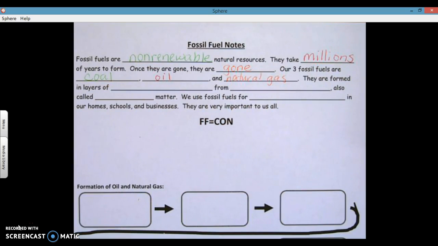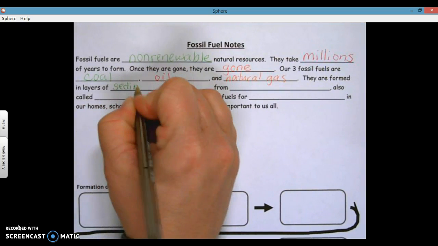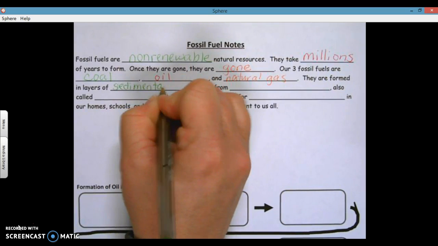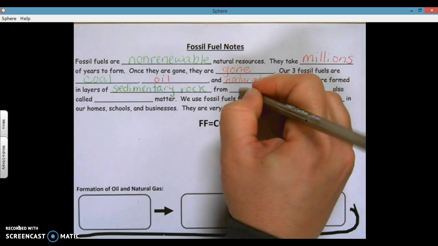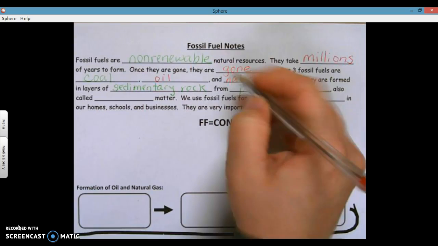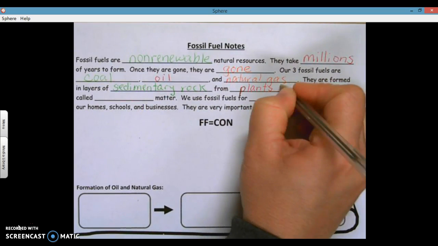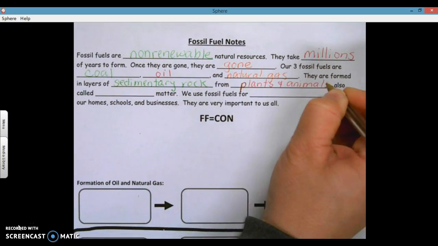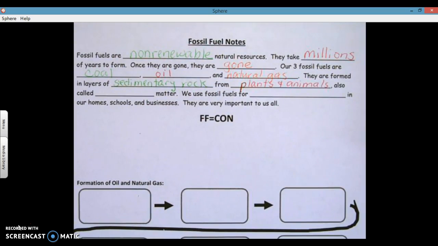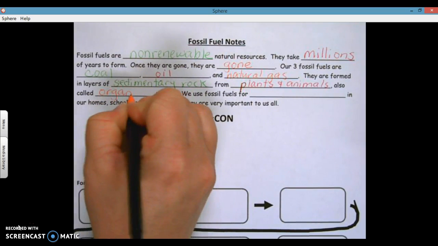Now, all three of these are formed in layers of sedimentary rock, from plants and animals. Plants and animals are also called organic matter. I know you've heard that word before.